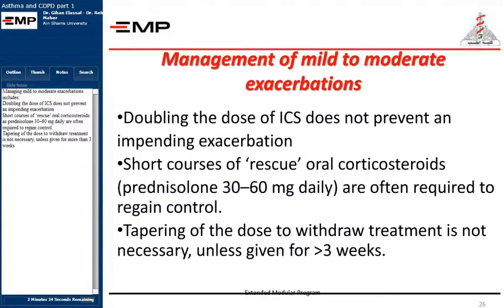Managing mild to moderate exacerbations: doubling the dose of ICS does not prevent an impending exacerbation. Short courses of rescue oral corticosteroids such as prednisolone 30 to 60 mg daily are often required to regain control. Tapering of the dose to withdraw treatment is not necessary, unless given for more than 3 weeks.